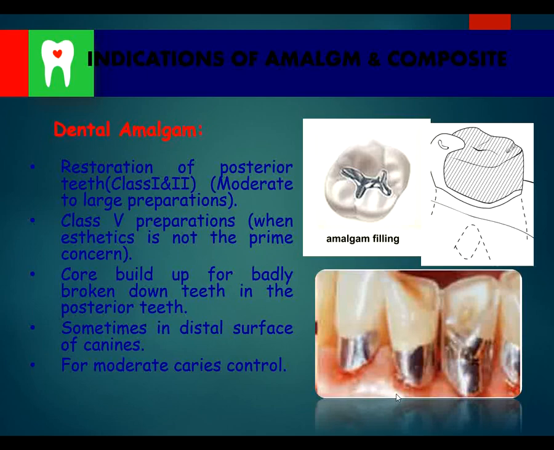If we compare the indications of amalgam and composite restoration, amalgam restoration is usually used for posterior class 1 and 2 cavities which are moderate to large in size. Class 5 preparation when aesthetics is not the prime concern. Core buildup for badly broken down teeth in the posterior teeth, sometimes in distal surface of canine, and for moderate caries control.